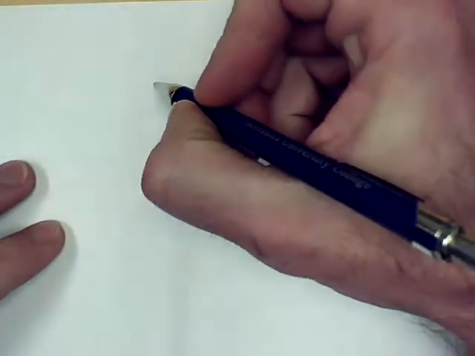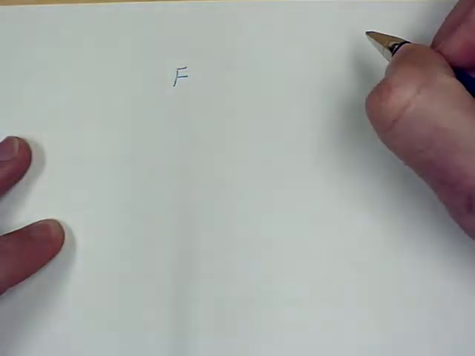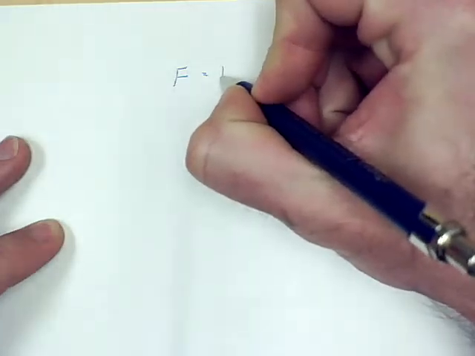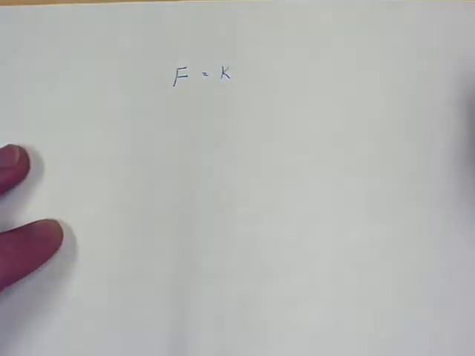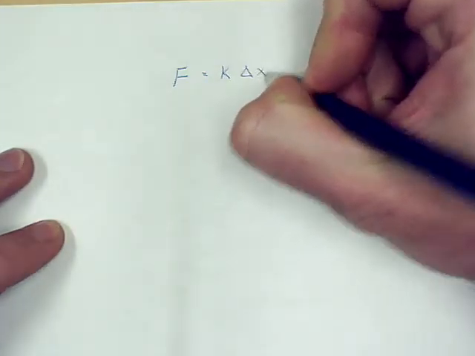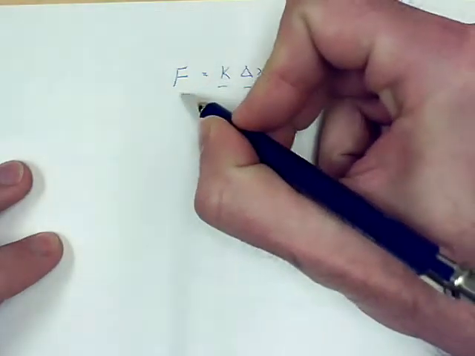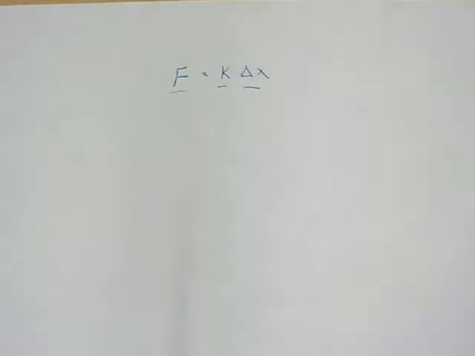Well, step one is to study the stiffness of the spring. The equation of interest to us to start out is that force, F, is equal to our stiffness times our change in length, or delta x. And so we need to determine all three of these variables.